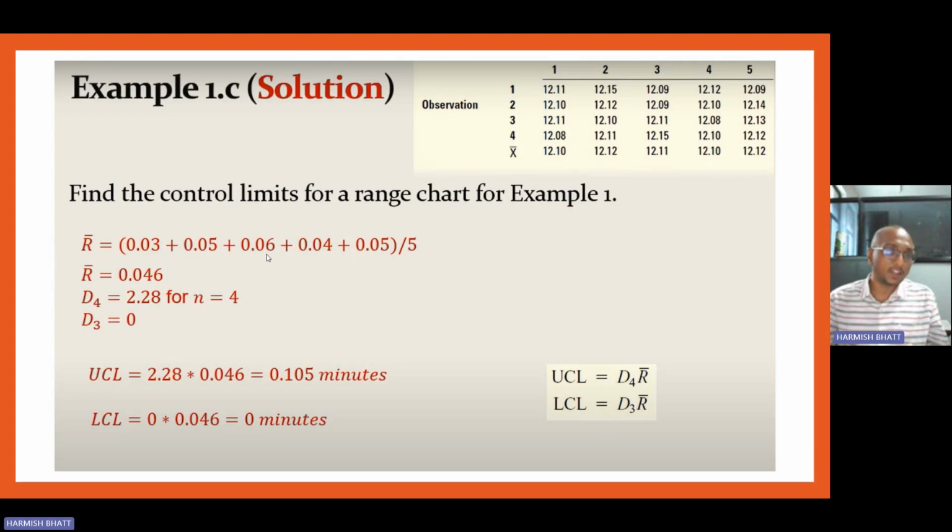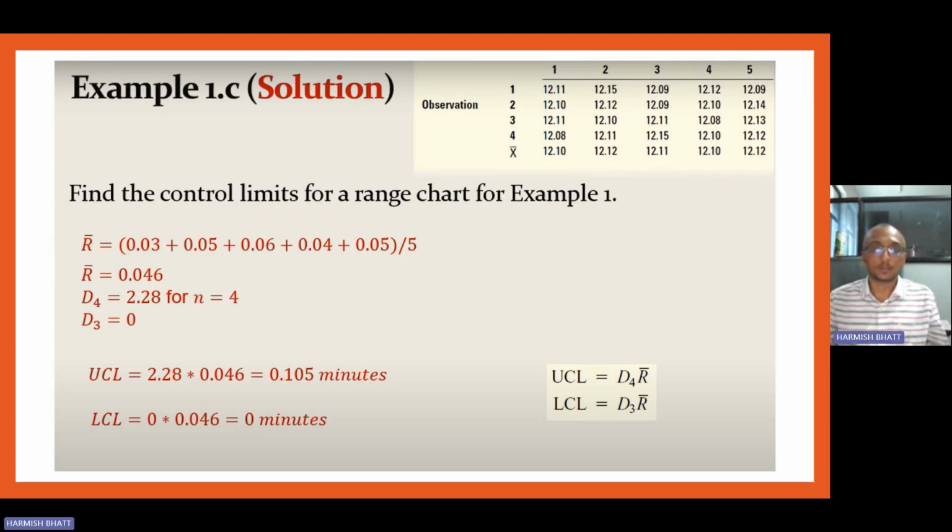Then same way R3, that is 0.06, R4, that is 0.04, and R5 is equal to 0.05. These all other values also lie between LCL and UCL. It means that all the R values, all the range values for all 5 samples lie between LCL and UCL. It means that from the R chart also, we can say that the process is under control.